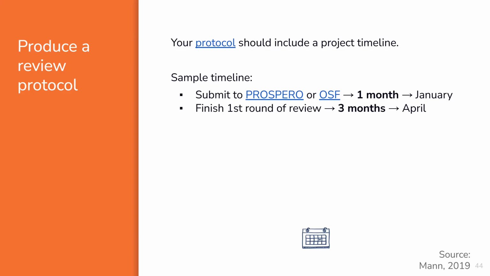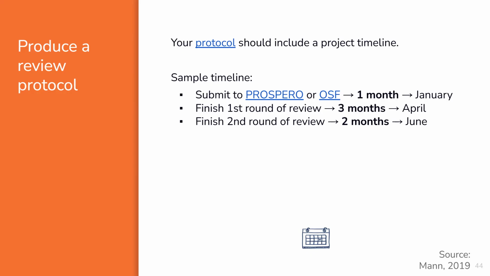Okay, then we have to finish the first round of your review. So this can take up to 3 months, and included in this first round is building your searches, running them in various databases, exporting these results into Confidence, and then having the team look at the titles and the abstracts of each article and determining whether or not they meet the search criteria.